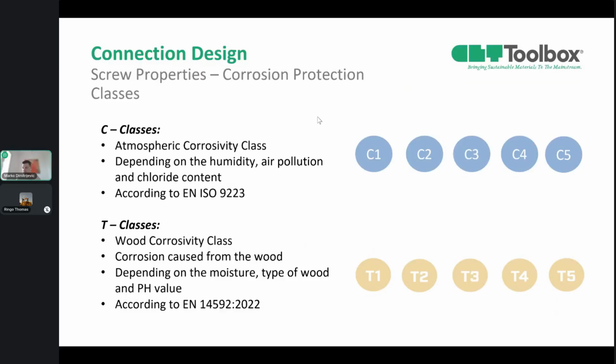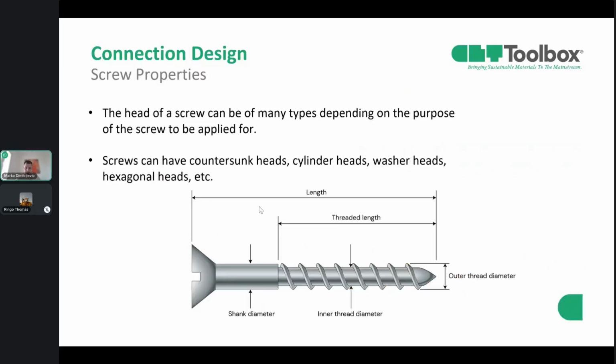For the D classes, they evaluate the corrosion potential of the timber itself, from T1, the neutral timber, to T5, that is timber with high acidity or chemical treatments. So that is practically corrosion caused by the wood, and depending on the moisture type of the wood and pH value, according to the EN 14592 standard.